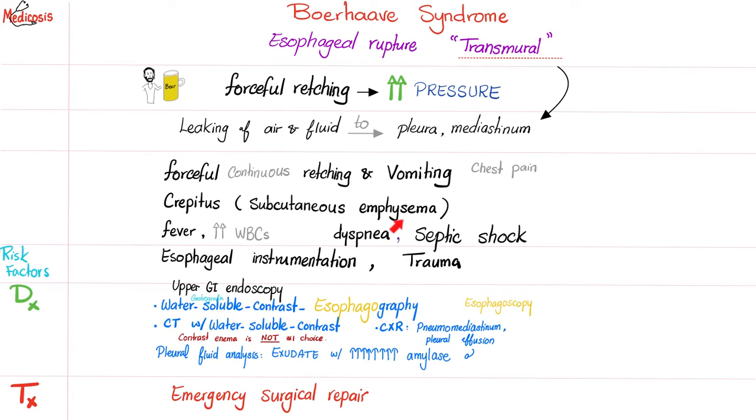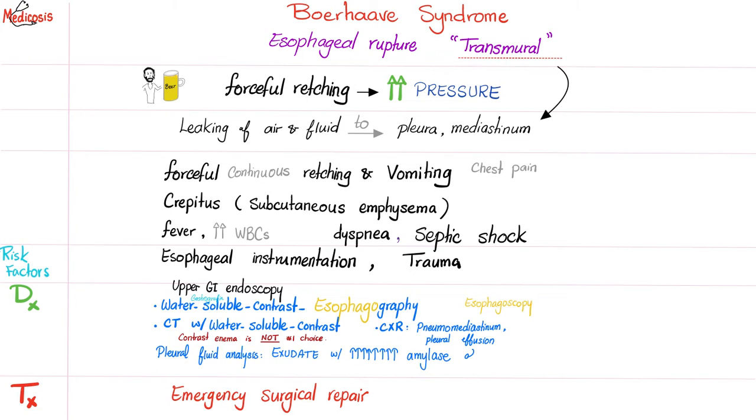Is this the same as the emphysema in the lung? No, it's not the same. This can kill you. Of course, I can expect fever and leukocytosis. White blood cells are trying to clean up the mess. This can lead to dyspnea, which is shortness of breath, and septic shock. Risk factors include the following: forceful retching and vomiting, such as chronic alcoholism, trauma, especially if my doctor was a doofus and ruptured my esophagus while inserting an endoscope into my esophagus.